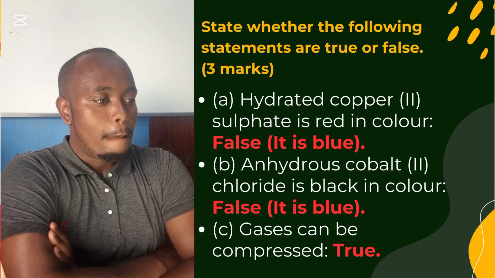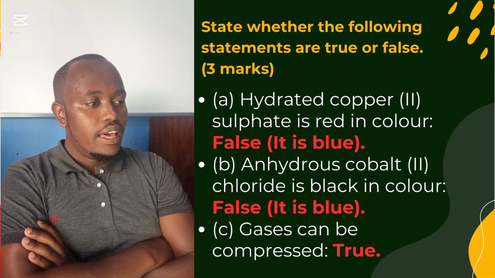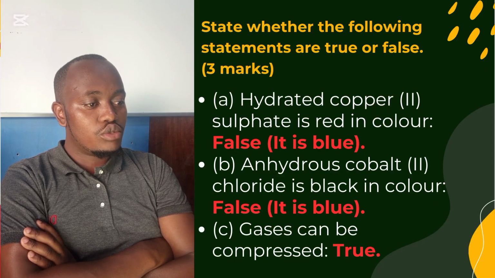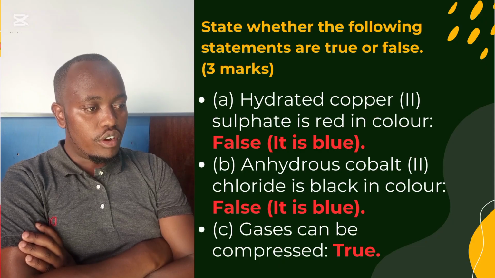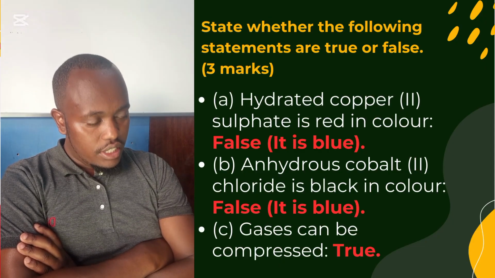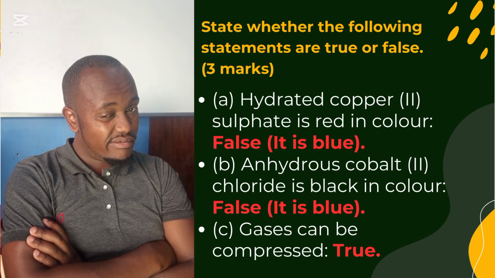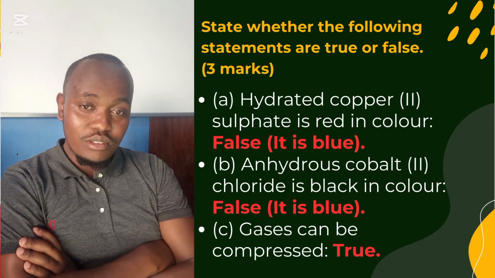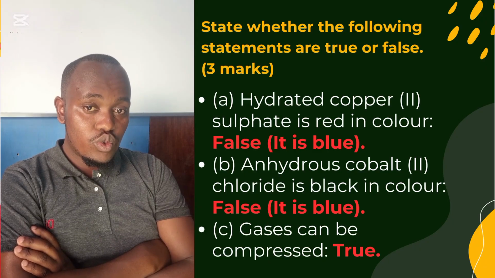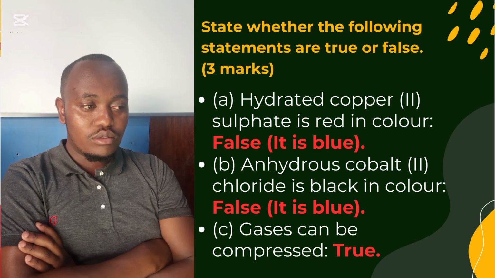The next question: state whether the following statements are true or false. The first statement is hydrated copper 2 sulfate is red in color. Is it? We know hydrated copper 2 sulfate is blue. Blue. What about anhydrous copper 2 sulfate?